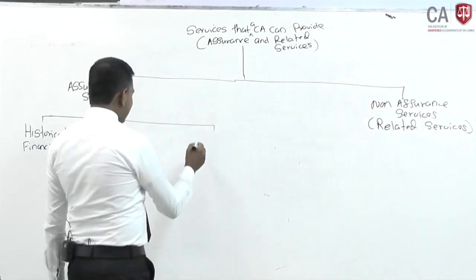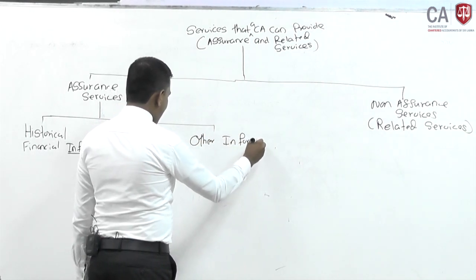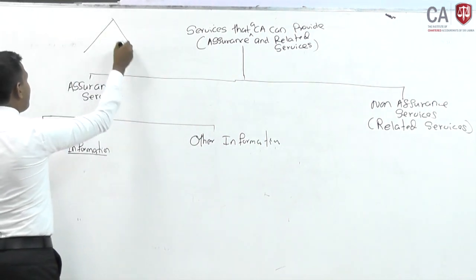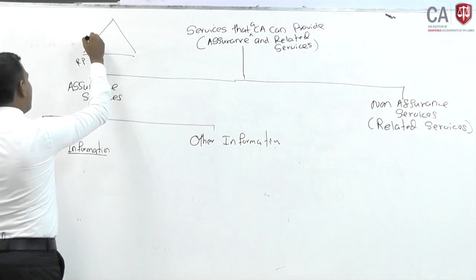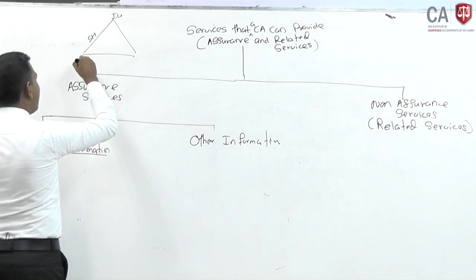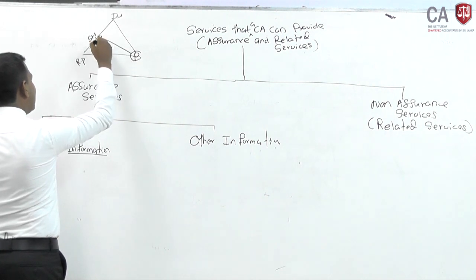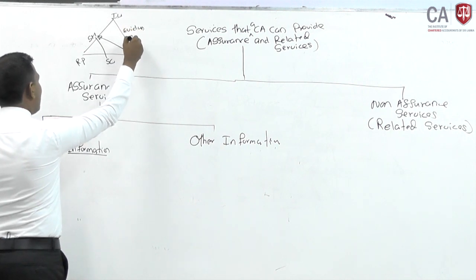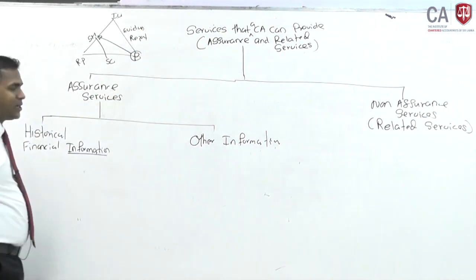I have to write down so many things, right? That's other information. So when this basic diagram prevails, that means the responsible party prepares the subject matter and gives it to the intended user. The intended user does not trust the responsible party. Therefore, the intended user appoints a practitioner to come and check the subject matter using the suitable criteria, and after obtaining the evidence, give the report. If this diagram can be applied, that is an assurance service, and if not, that is a non-assurance service.